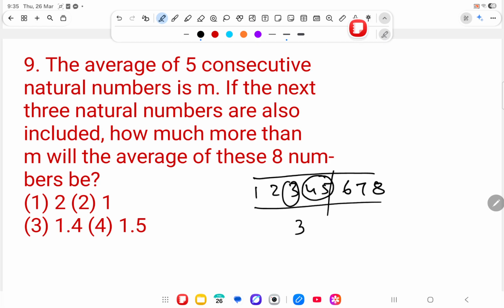I think this concept I explained. See, 1, 2, 3, 4, 5. Average of these numbers is, suppose the sum is 15, 15 by 5 gives 3. Or if an odd number of numbers are given, the average will become the middle number. In what case?